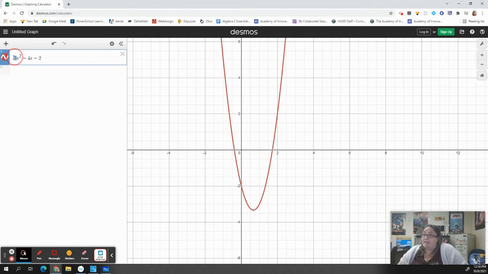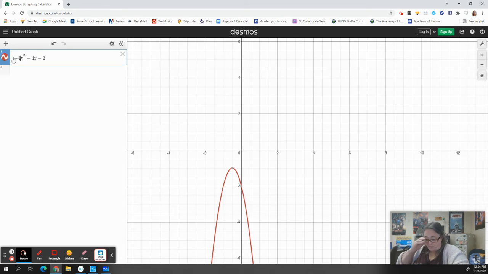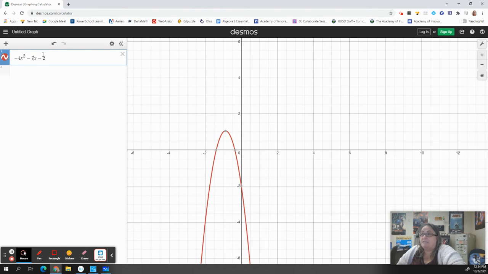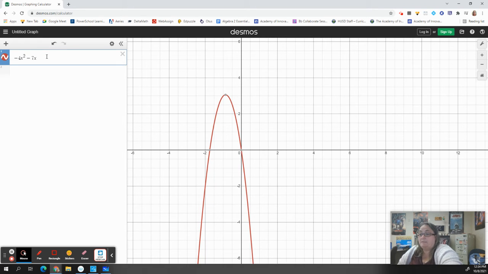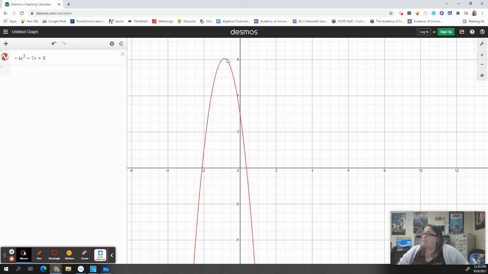If I had minus 4x squared minus, say, 7x, let's go, oh, sorry, x, shift plus 3. Now, when we look at it, we're going to have a maximum, right? We're going to have a maximum point there. And if I roll my cursor over it, it's going to tell me what that point is.